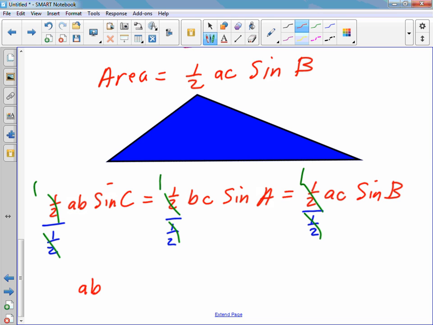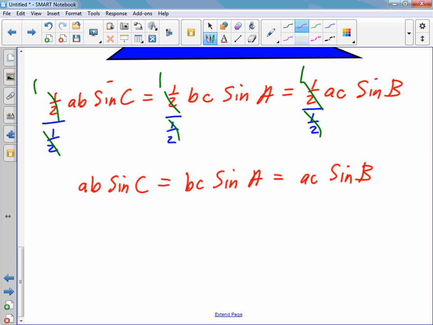So, AB sine C equals, hang in there, everybody, we're almost done. AB sine C equals BC sine A equals AC sine B. Sweet, we're almost done. You're off the hook.